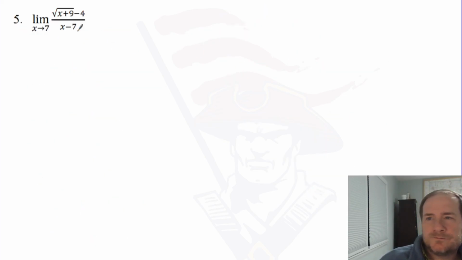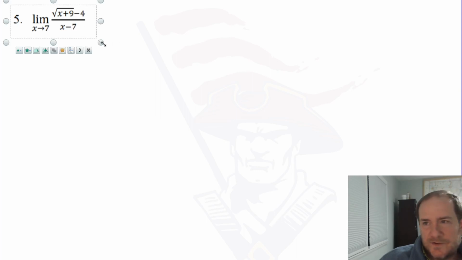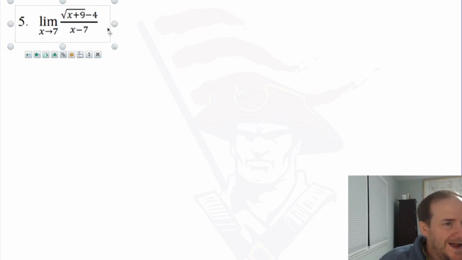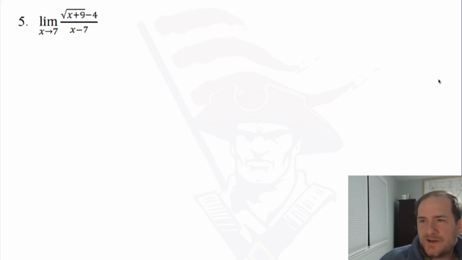Okay, 5. All right, so this is now one of our other kinds of limits where you've got this radical. And if you try to plug in 7, then you'll get root 16, which is 4 minus 4, so 0. Plugging in 7 in the denominator obviously gives 0. So this is the indeterminate form. And the way that you handle these guys that have radicals is to multiply by the conjugate of the radical expression. So I'll take the root x plus 9 and the 4, but I'll switch the sign in the middle to a plus. And I'll do this to the top and the bottom.